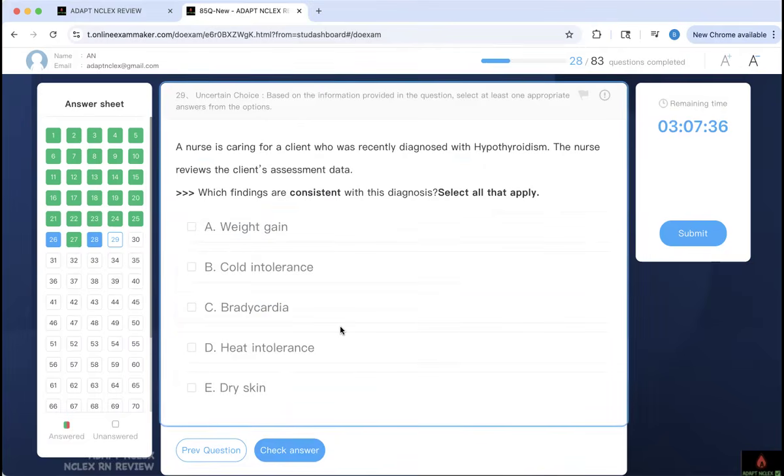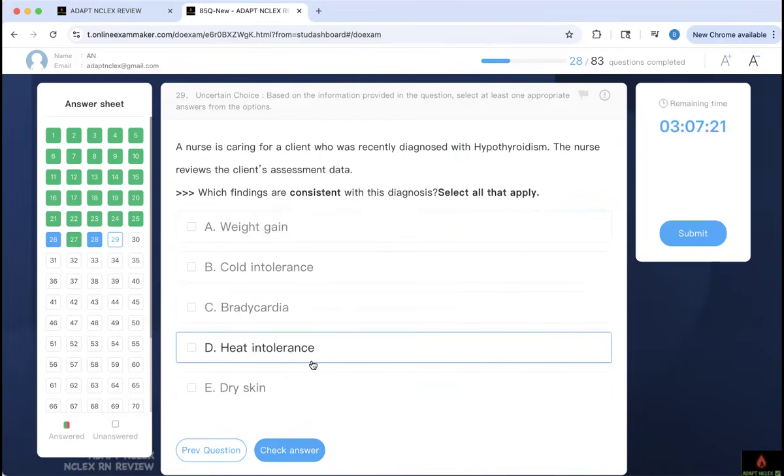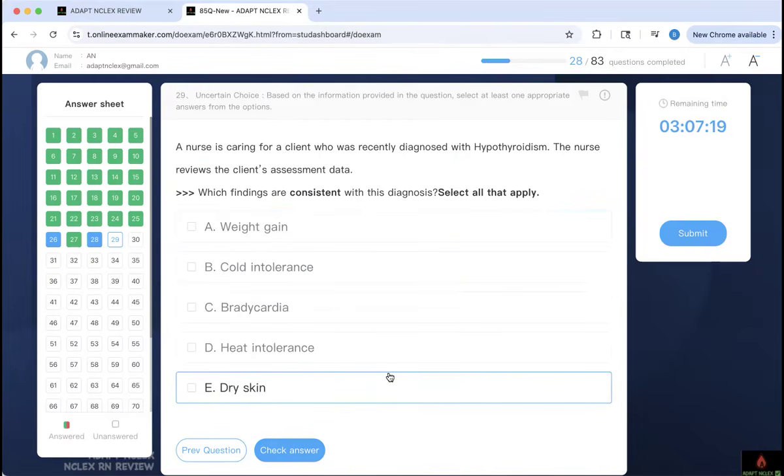And this is caring for a client recently diagnosed with what? Hypothyroidism. The nurse reviewed the client assessment data, which findings are consistent with this diagnosis? When you have hypothyroidism, what do you expect? Same idea. We have cold intolerance, bradycardia, heat intolerance, and dry skin. Pick your answer, let me know. But endocrine questions can be like that. You have to do a bunch of select all that apply. That's the only way you can.